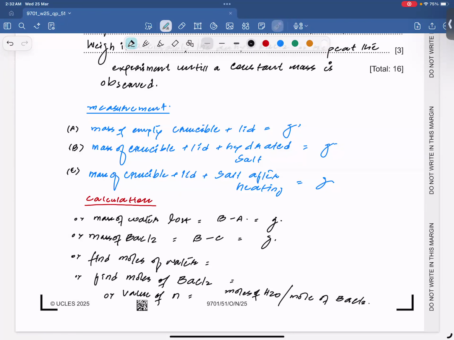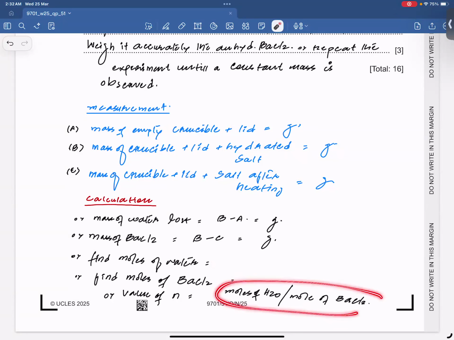In other words, I will get the moles of water, and I will get the moles of barium chloride. So from these two moles, I'll get the simplest ratio by using the empirical formula. So this is the empirical formula ratio, okay? So I'll get the value of n. I hope it makes sense to you.